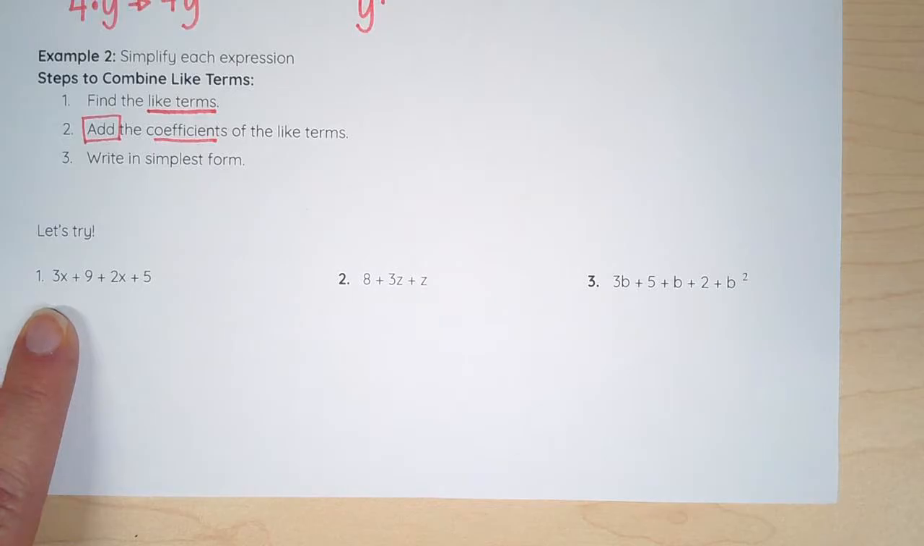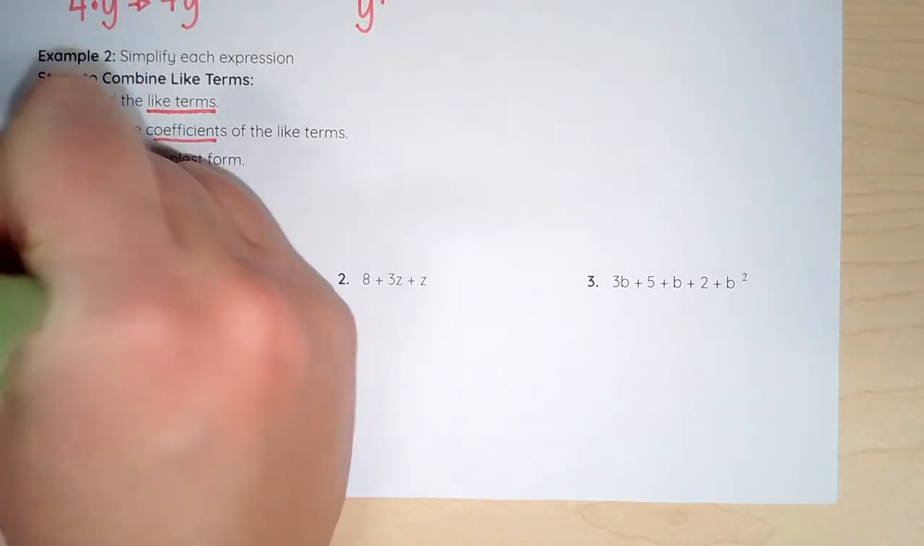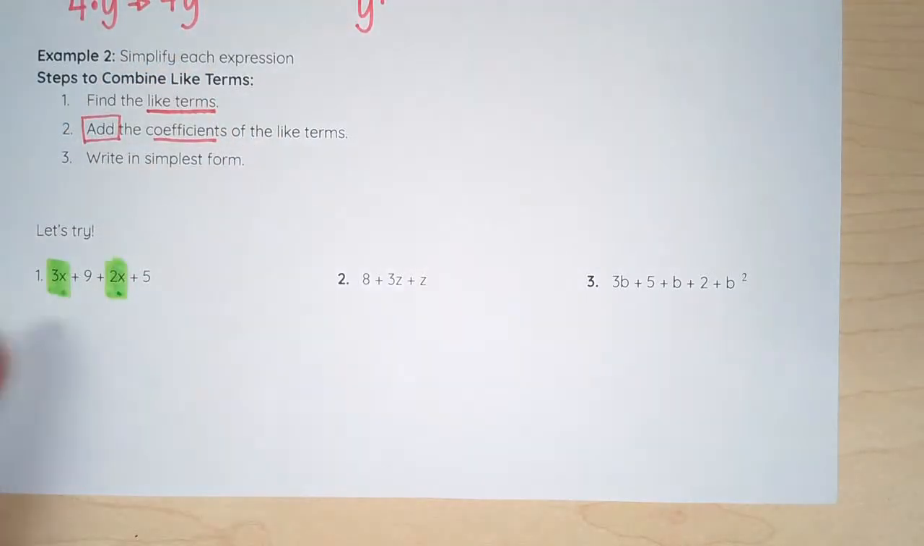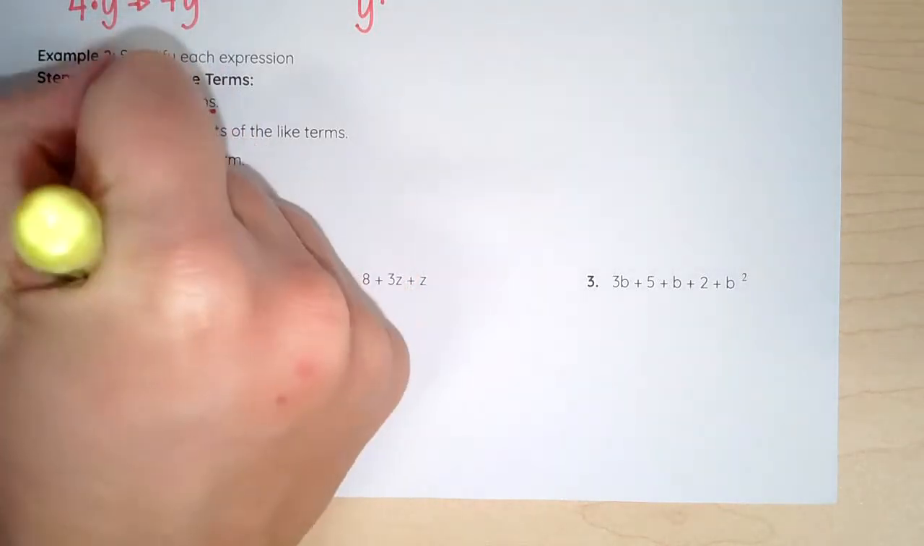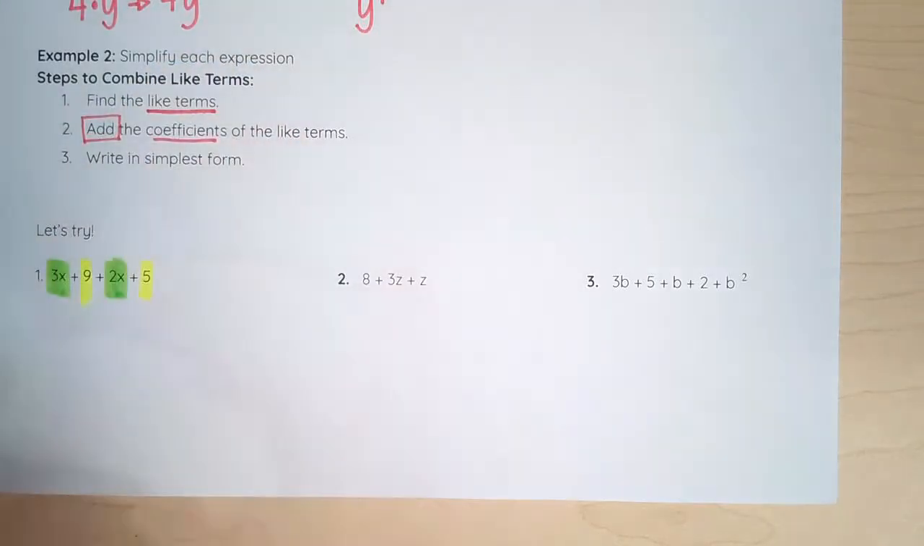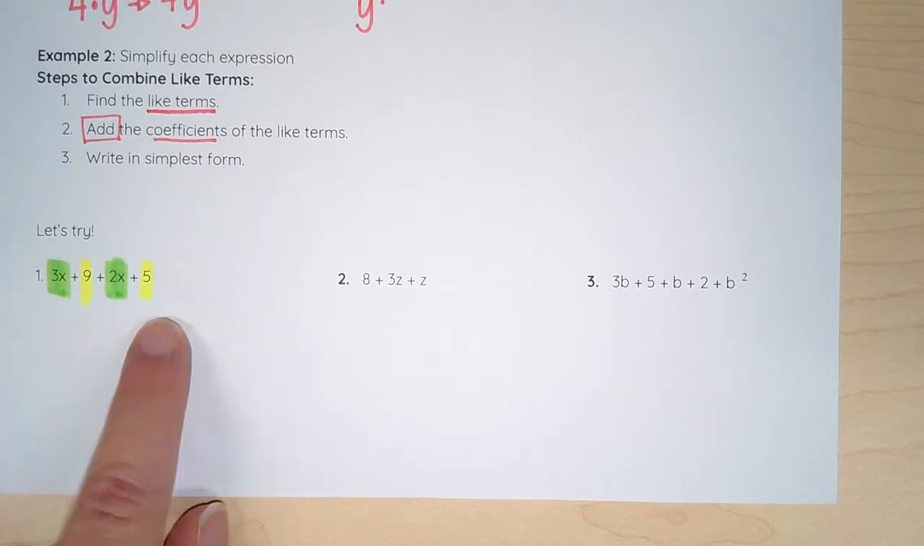Here, I have 3x plus 9 plus 2x plus 5. Well, 3x and 2x have the same variable raised to the same power. They both have the variable of x. So those can be combined. Also, because 9 and 5 are both constants without variables, they also can be combined. Okay, so step 1 is I identified my like terms. My like terms are 3x and 2x. And then my other set of like terms is 9 and 5.